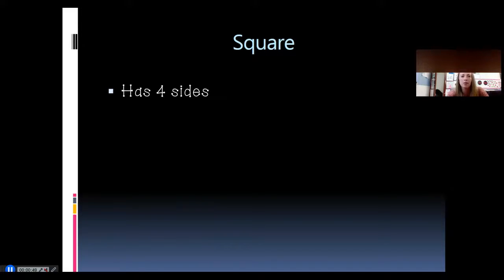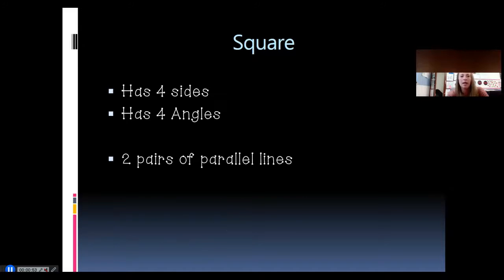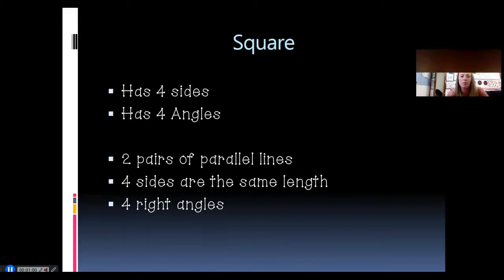A square has four sides, four angles, and two pairs of parallel sides. Four sides are the same length. It also has four right angles, so it has a lot going on.